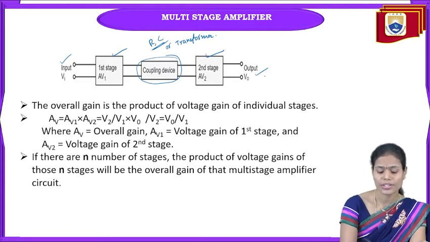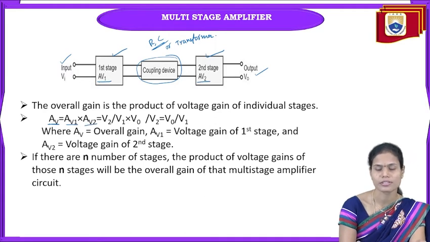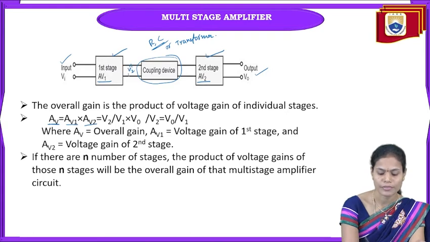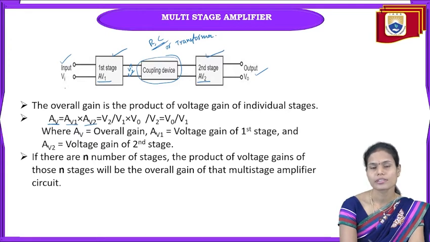So the overall voltage gain I am taking here as AV, and that is equal to AV1, the gain of the first stage, times AV2, the gain of the second stage. The output of the first stage is V2 and the input of the first stage is V1. So voltage gain is nothing but the ratio of output voltage to input voltage.